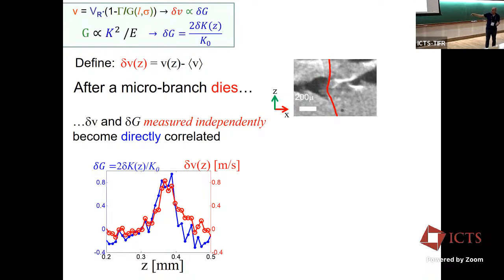So here we see the change from the mean velocity in red, and in blue is the change in the energy that's going into the crack front as a result of the curvature. Now these we can independently measure, but I won't go into how we do that because I don't really have time.